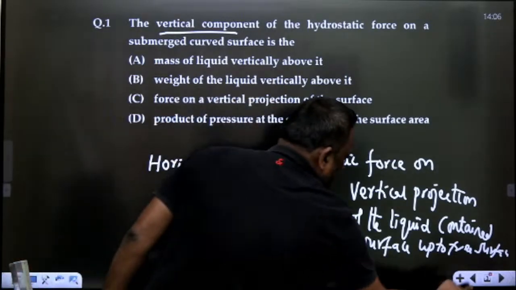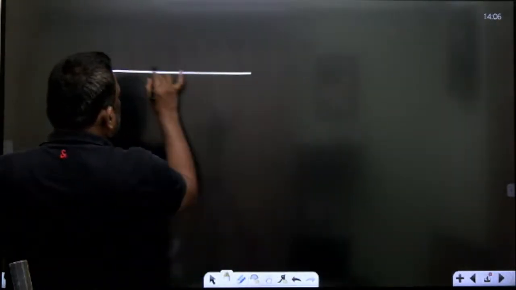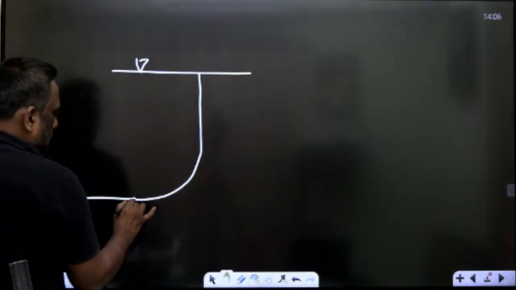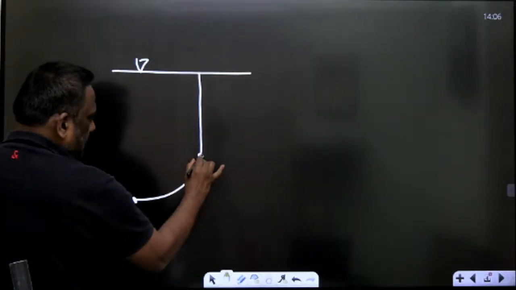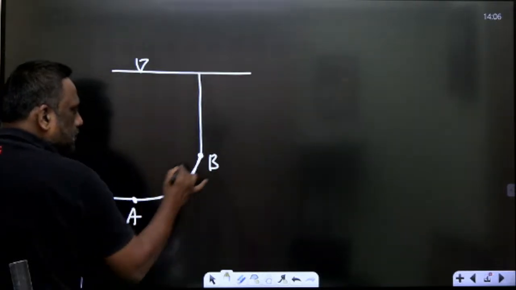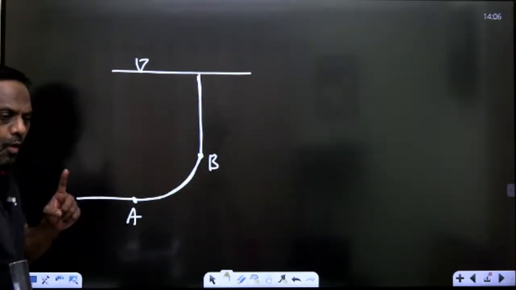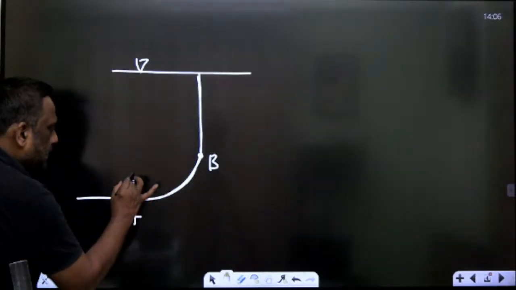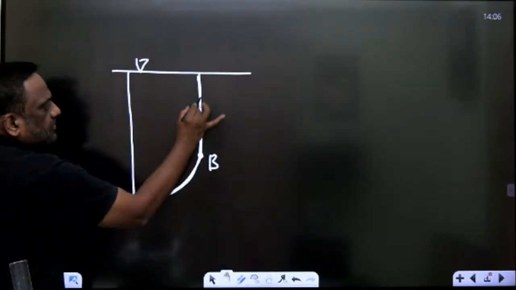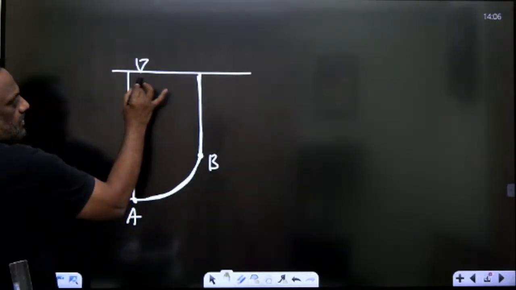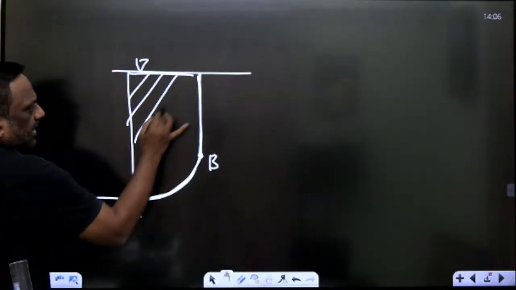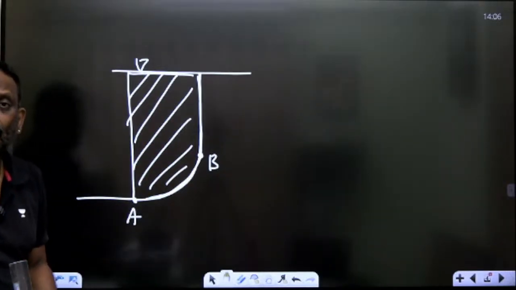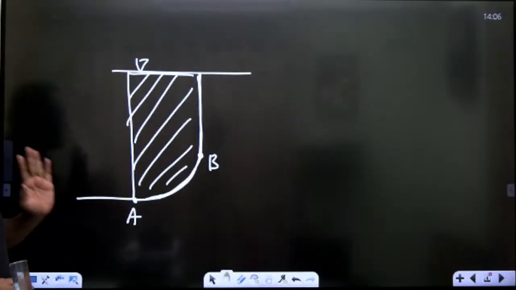Suppose you have, my dear students, suppose this is the free surface. Now there is a curved surface like this. Suppose this is A and this is B, and this is the curved surface, and of course this is the plane vertical surface. If you want the force on this curved surface, what are we supposed to do? Just take the beginning of the curved surface, the end of the curved surface, and extend up to the free surface, and find the weight of this liquid. That weight of the liquid will give me the vertical component of hydrostatic force.